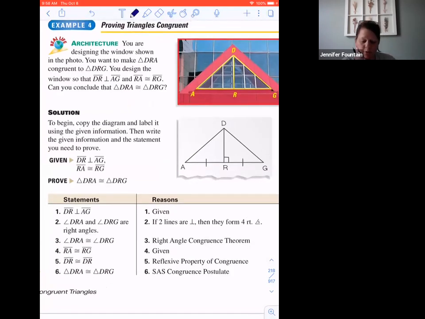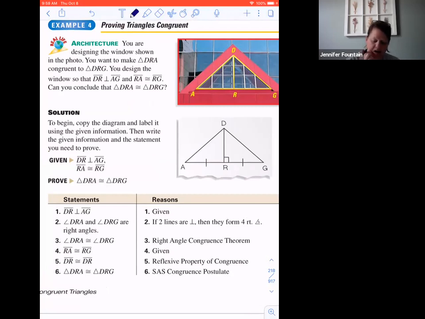Proving triangles congruent using architecture. So it says you are designing a window shown in the photo. You want to make triangle DRA congruent to triangle DRG. You design the window so that side DR is perpendicular to AG and RA is congruent to RG. Can you conclude that triangle DRA is congruent to triangle DRG?